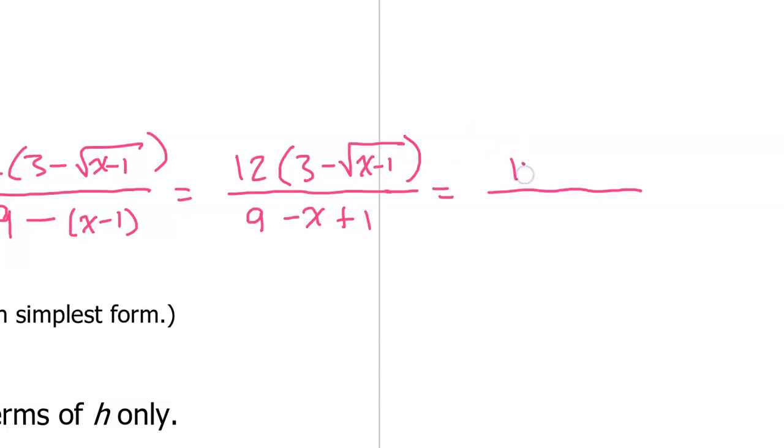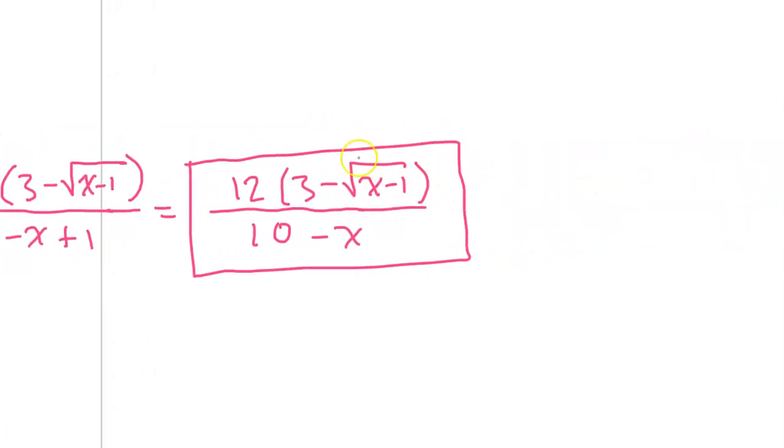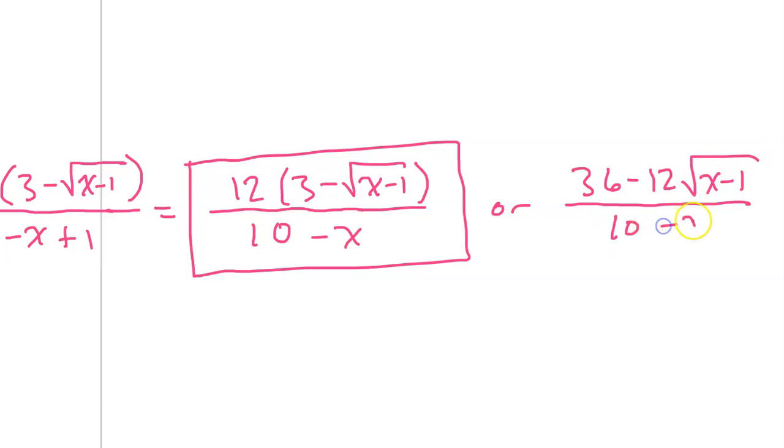So the following could be our final answer. 12 times 3 minus the square root of x minus 1 over, this will be 10 minus x. So usually we will just leave the answer like this. There's nothing wrong with distributing the 12, it's just not necessary. But if you did distribute that 12, you would get 36 minus 12 radical x minus 1 over your 10 minus x.